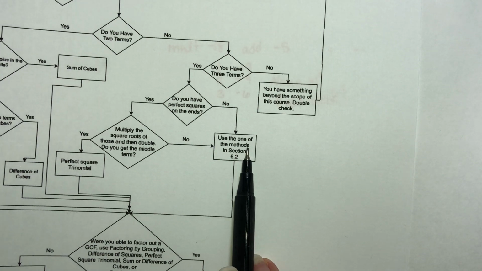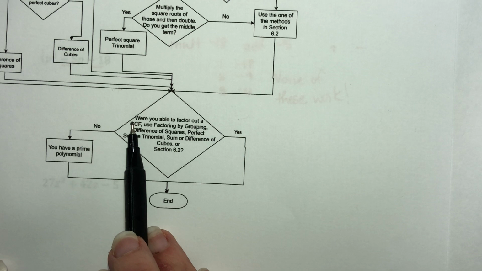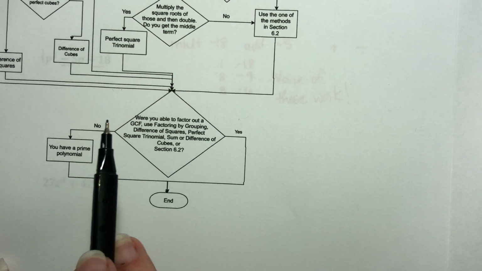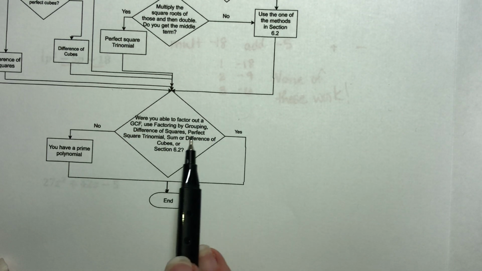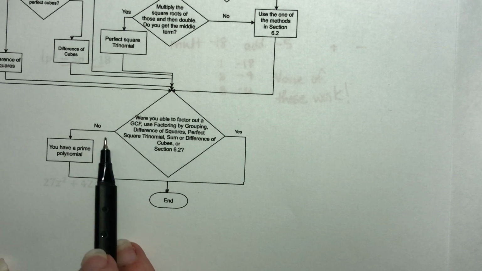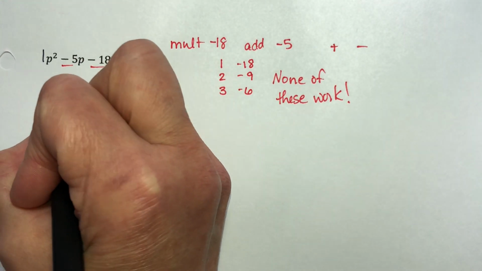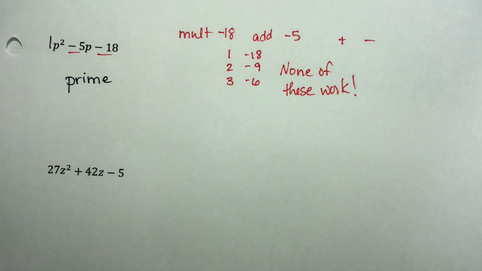Use one of the methods in 6.2. And then after you get that, you come down to here. And you were asked, basically, were you able to do anything? Were you able to factor out our GCF? No. Use factoring by grouping? No. Difference of squares, perfect square trinomial, sum or difference of cubes, those are all ones we're going to learn in a minute. 6.2, no. We weren't able to do anything, so we have a prime polynomial. Okay, now that means we cannot rewrite this thing as a multiplication problem.